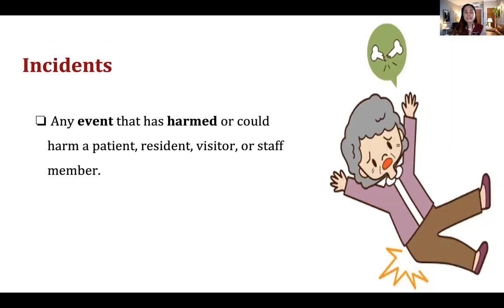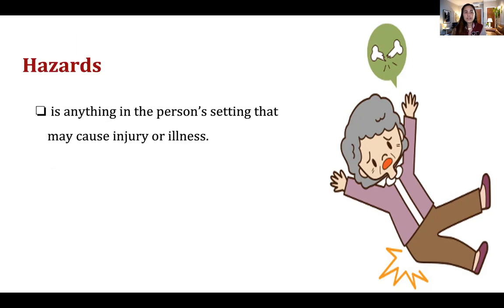Incident is any event that has harm or could harm a patient, resident, visitors, or staff member. So if you have broken tiles on the floor of the hospital and someone falls because of this, it can be considered an incident. That's why the manager makes an incident report if someone fell because of the broken tiles. Hazards. So what do you mean by hazards? Hazard is anything in the person's setting that may cause injury or illness. Okay? It is anything in the person's setting that may cause injury or illness.